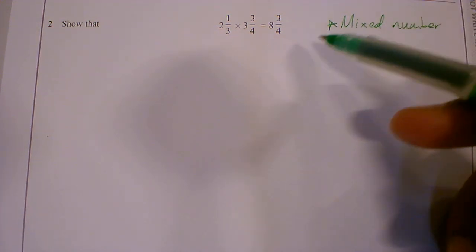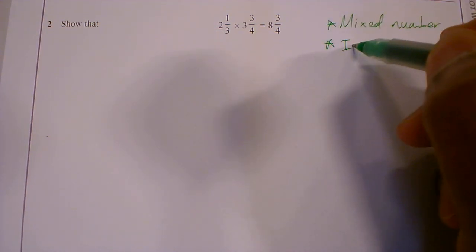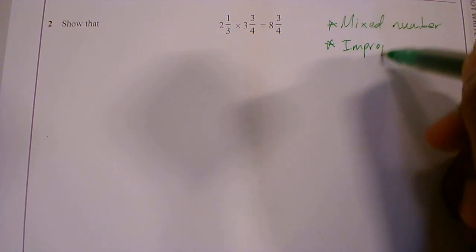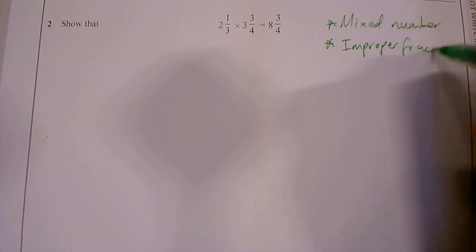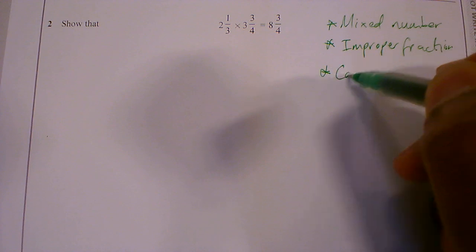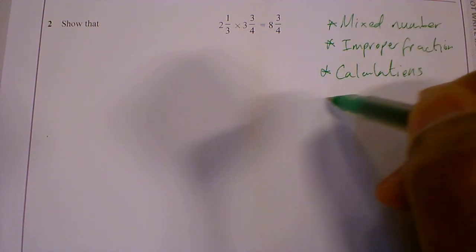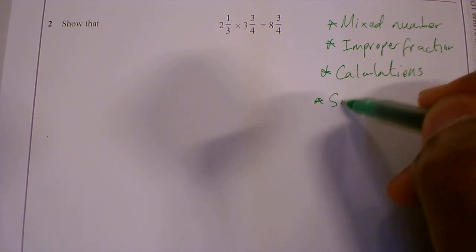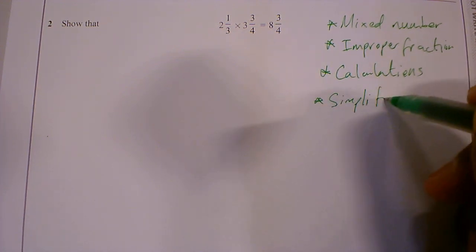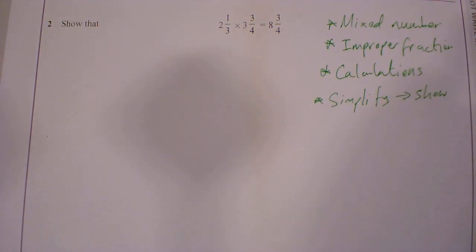So what do I need to do to show this? I need to change it to an improper fraction. And then once I've got that, I need to do my calculations, and then I simplify at the end, which will hopefully go towards showing the answer.